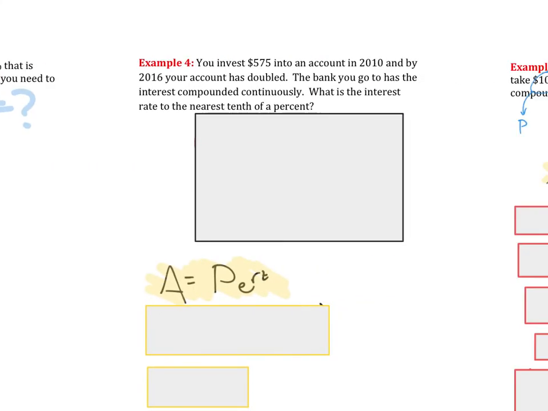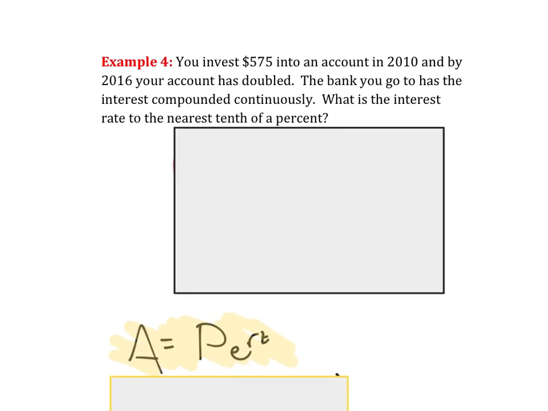All right, let's get into the next 2. You invest $575 into an account, so that's the principal, in 2010, and by 2016, so that is 6 years, your account has doubled, so that means our amount has doubled, so whatever 2 times 575 is. The bank you go to has the interest compounded continuously. What is the interest rate? Well, if I'm thinking of a PERT problem, I know the amount, I know the principal, I know the time, I need to solve for the rate.